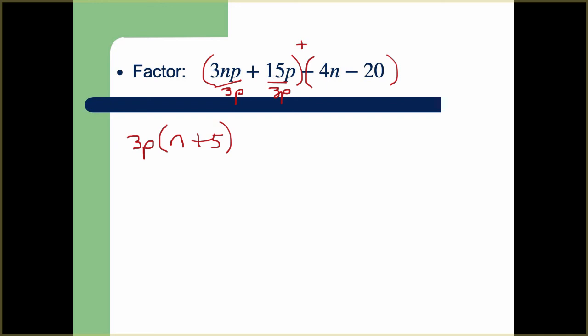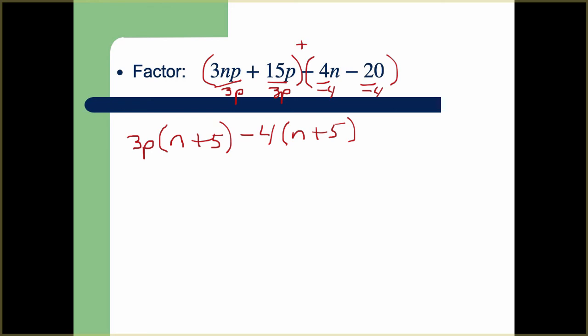For our next grouping, make sure, since we have a negative 4n, we want to pull a negative factor out. And the largest number that goes between 4 and 20 is 4. Then we can divide out, we're going to divide out a negative 4. And we divide these by negative 4. Negative 4n over negative 4 is a positive n. Negative 20 over negative 4 is a positive 5.